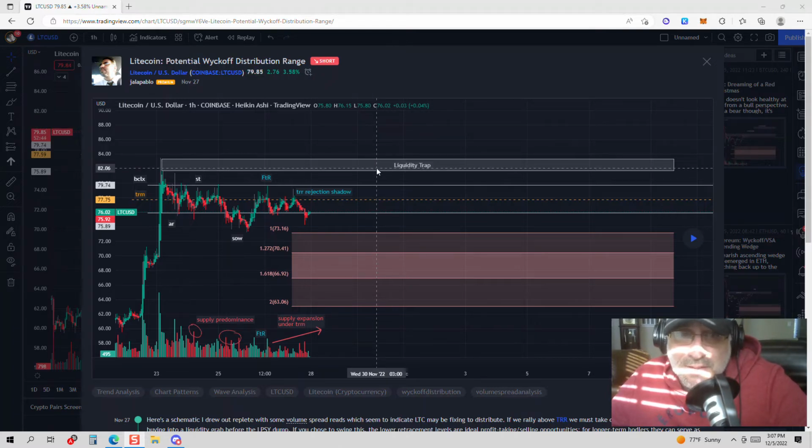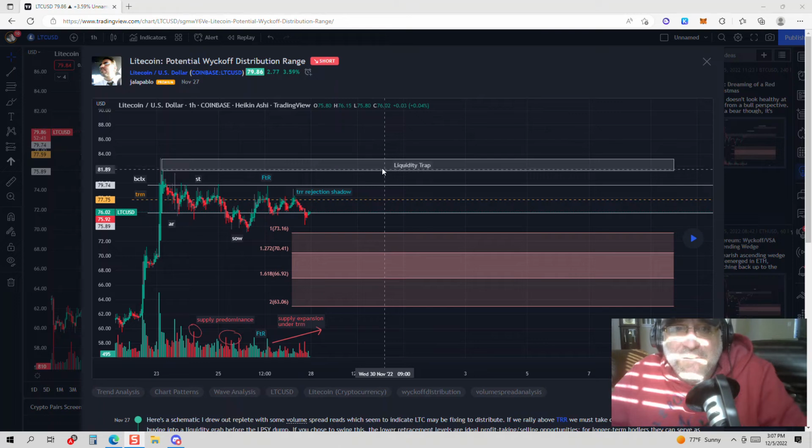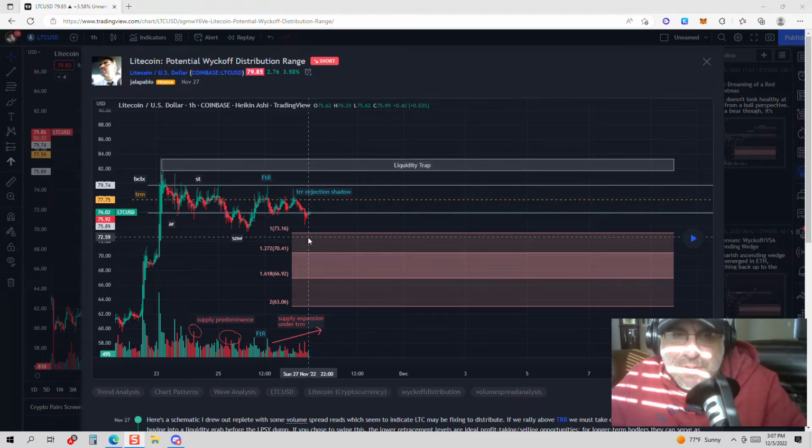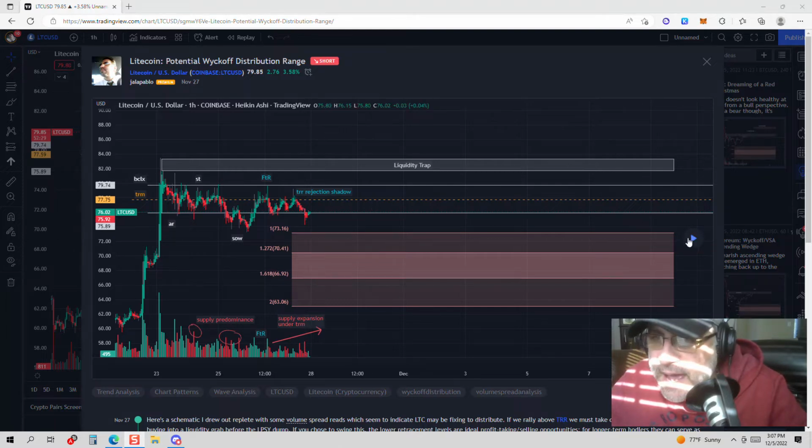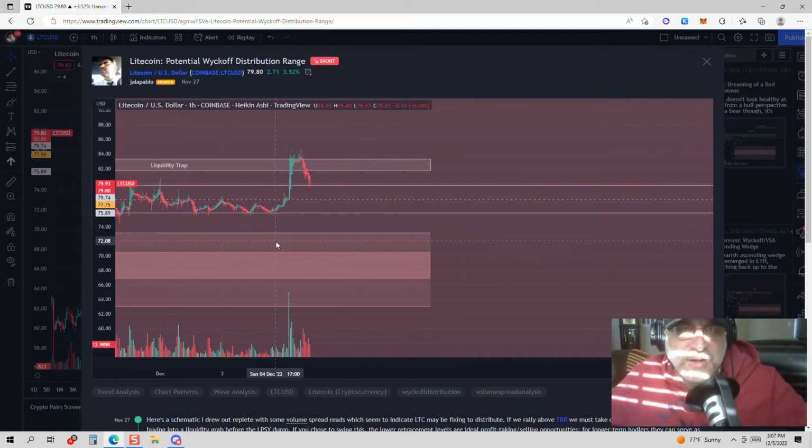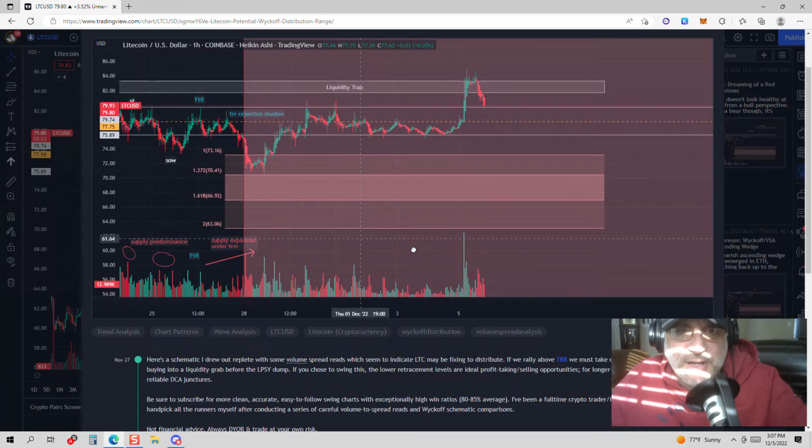So we see that's basically what happened too. It went up, as you're going to see, but it stopped right at the liquidity trap and a sell-off commenced, but not before we had a pullback into the Fibonacci zone. So I'm going to play this to show you. Okay, so here it is.